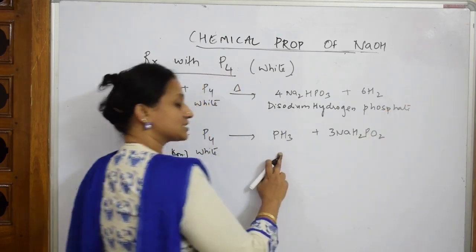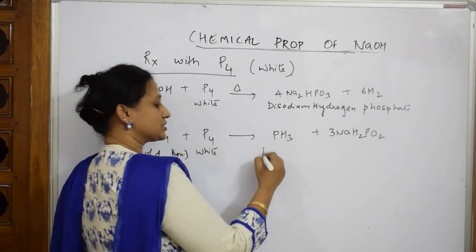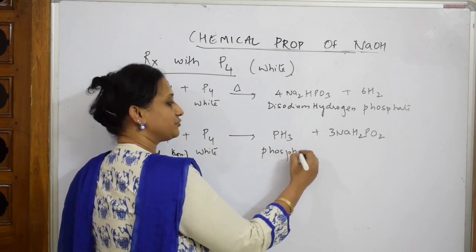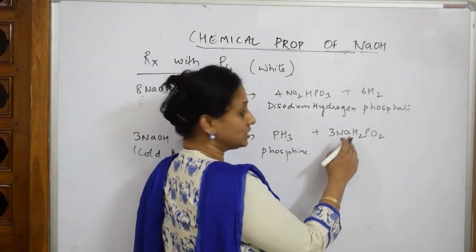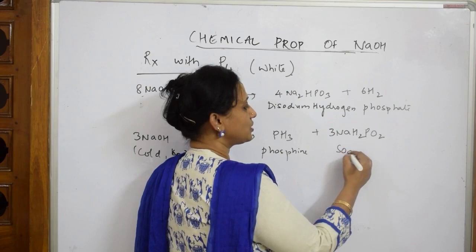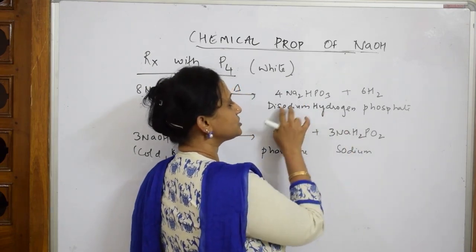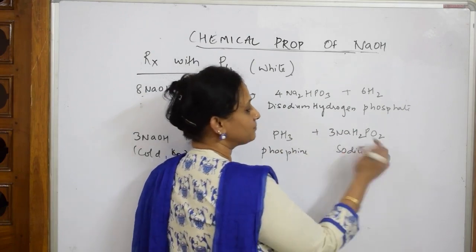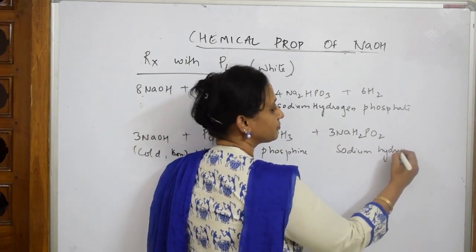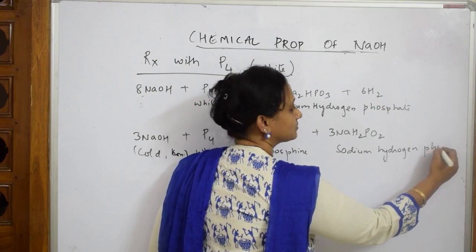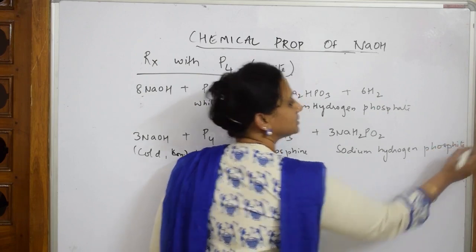Now, what is this compound? When you're taking 3 moles of this, the product formed is called phosphine. And the name of this compound is sodium hydrogen phosphite. There is no disodium here. It is only sodium. Where there are 2 sodiums, it is disodium; here, this is only sodium hydrogen phosphite. So remember this, right?